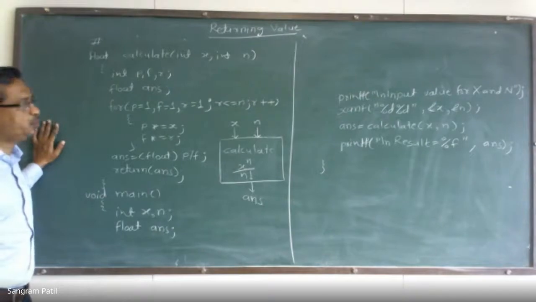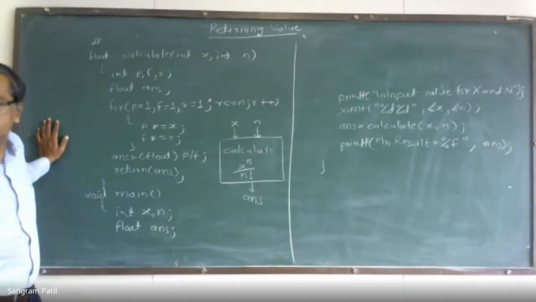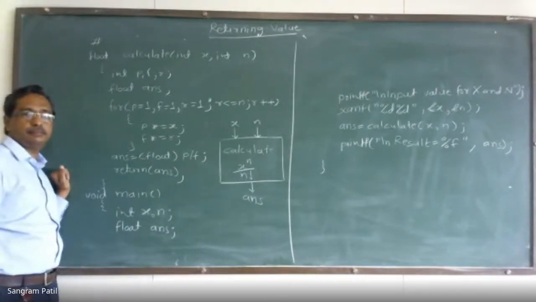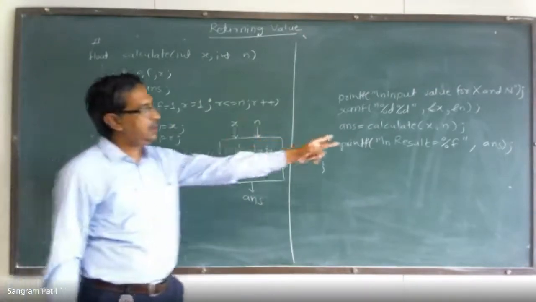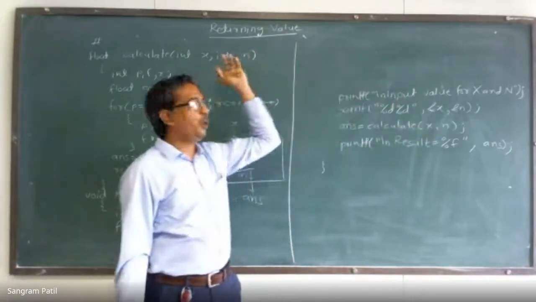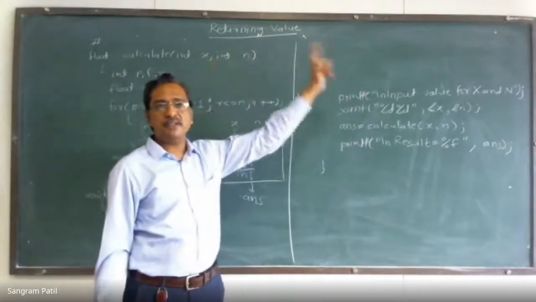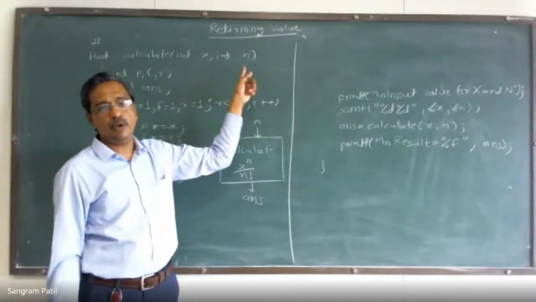Passing and returning value to and from function. Combine. The number of actual parameters and the number of formal parameters must be same. Their type must be same. If you are passing first value as the integer and second value as a float, here also you have to receive first value as the integer, second value as a float.